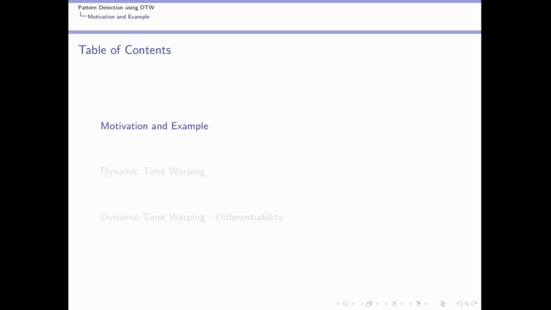So today I would like to motivate the problem of pattern detection and dynamic time warping as a tool to solve it. For those of you who don't know it, recall the definition of dynamic time warping, see a few, in my opinion, interesting applications, and finally look at differentiability of dynamic time warping and the various problems that arise and how they've been solved.